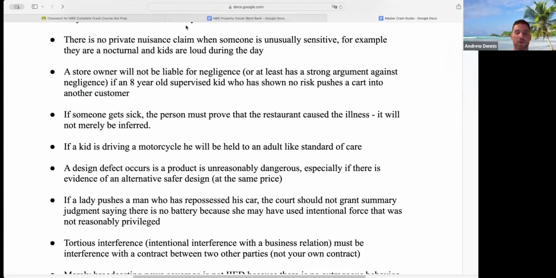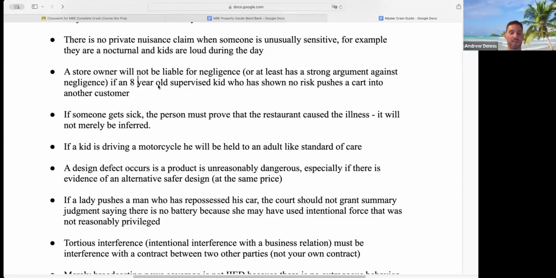If someone gets sick, the person must prove that the restaurant caused the illness. It will not merely be inferred. So you can't just say, oh, everyone in the restaurant, you got sick. Like, you've got to prove that you got sick from something in the food. If a kid is driving a motorcycle, he will be held to an adult-like standard of care.